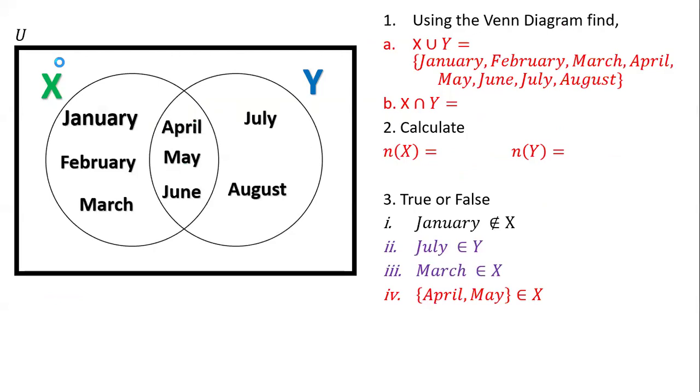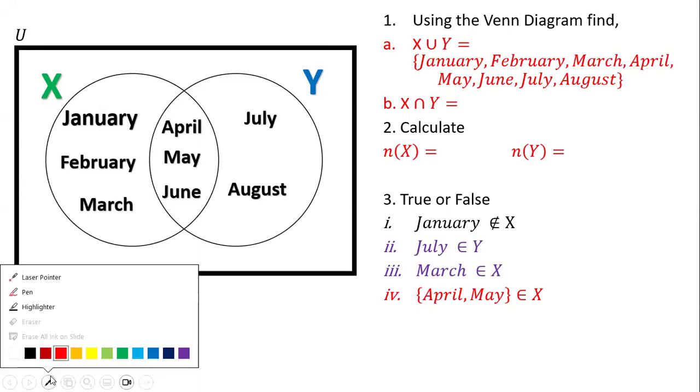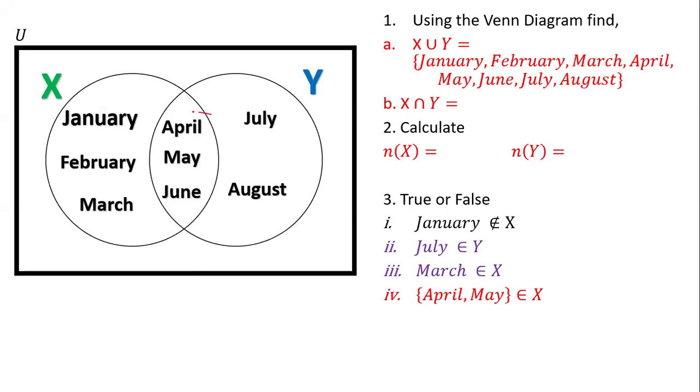The intersection is open curly brackets, April, May, June, close curly brackets. Very good. So the intersection is going to be what the two sets have in common. Jed Monroe, do you understand that? Where's Jed?